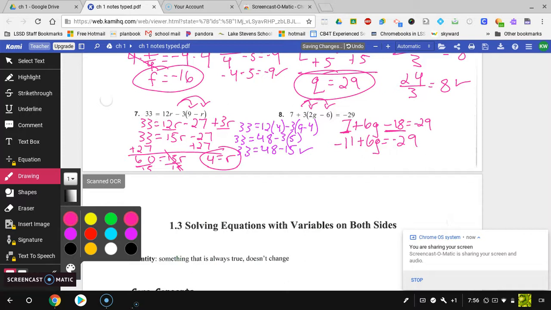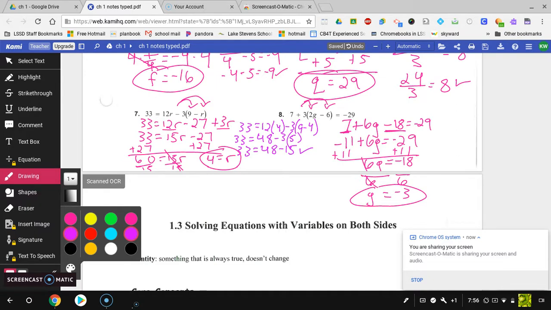So now we're trying to get our g by itself. We're going to undo that addition or subtraction first. So add the 11 to both sides. So I'm left with 6g is equal to, when I have a negative 29 plus 11, that gives me a negative 18. My next step is going to be to divide both of them by the 6. If I do it to one side, I have to do it to the other side. My 6's cancel out, and negative 18 divided by 6 is negative 3. So I get g is equal to negative 3.